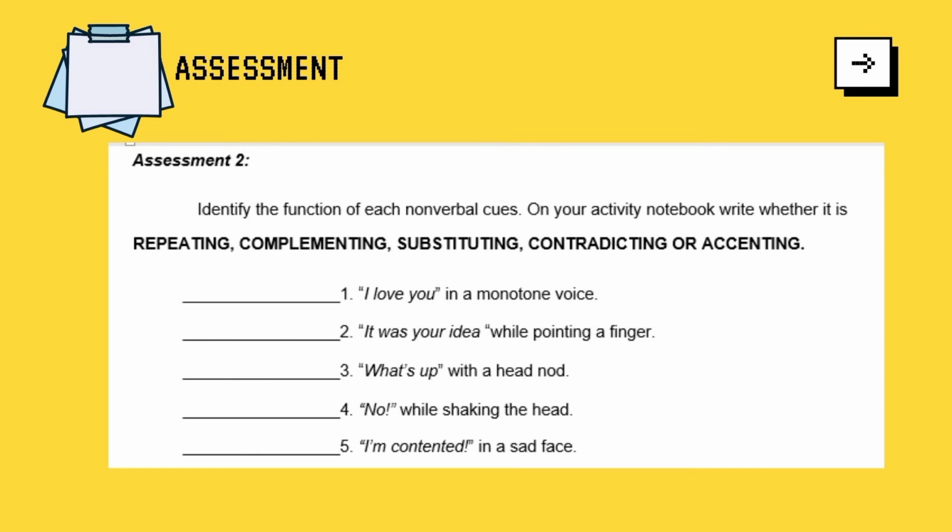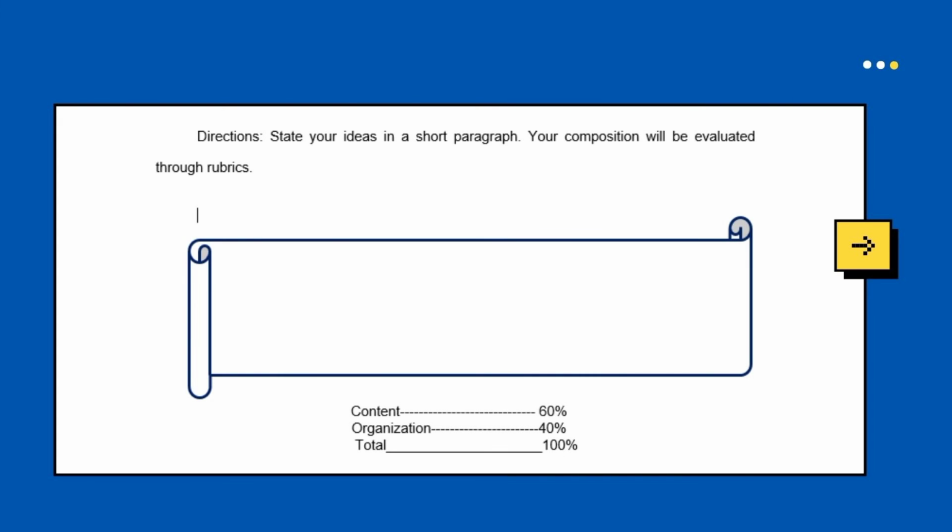Your second assessment is to identify the function of each non-verbal cue given below. Write whether it is repeating, complementing, substituting, contradicting, or accenting. Answers only. And the last activity, you should state your ideas in a short paragraph. Your composition will be evaluated through the rubrics. Content is 60%, organization is 40%, the total 100%.